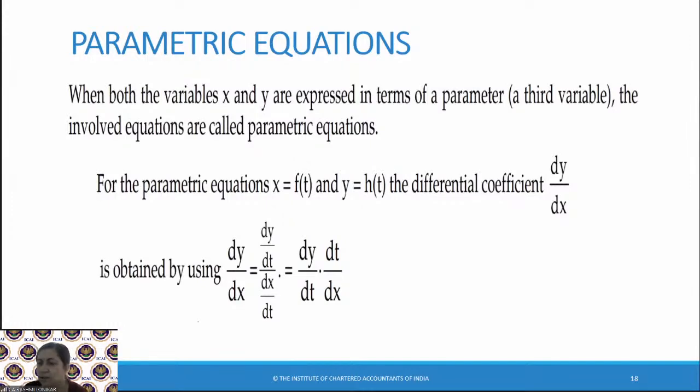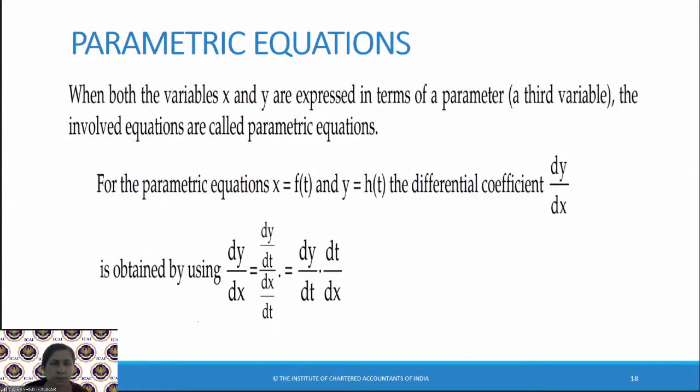So when both the variables x and y are expressed in terms of a parameter, which is called the third variable, the involved equations are called parametric equations. Okay. So x is also in terms of t, y is also in terms of t, and then there is a relation between x and y. So for the parametric equation x is equal to f(t) and y is equal to h(t), the differential dy by dx can be written as dy by dt into dt by dx.